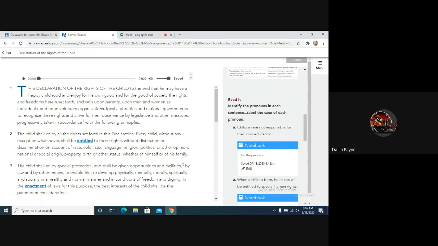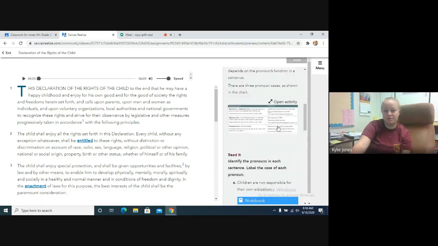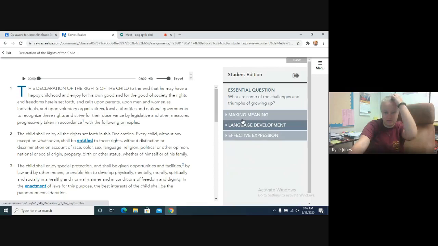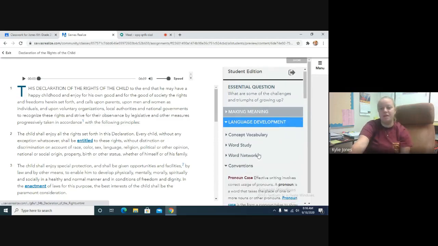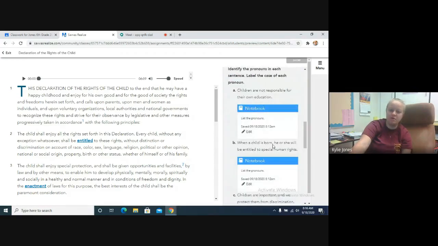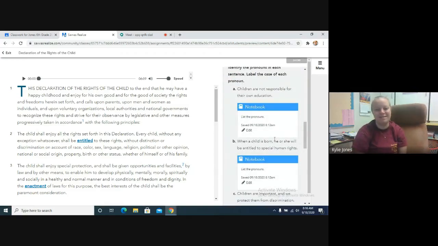Okay. And if you were a little bit late, totally fine. We're under our second section right here, language development. And then we open the bottom one, conventions. And then we just talked a little bit about pronouns, and now we're doing A, B, C, and D, listing the pronouns in each sentence right there.